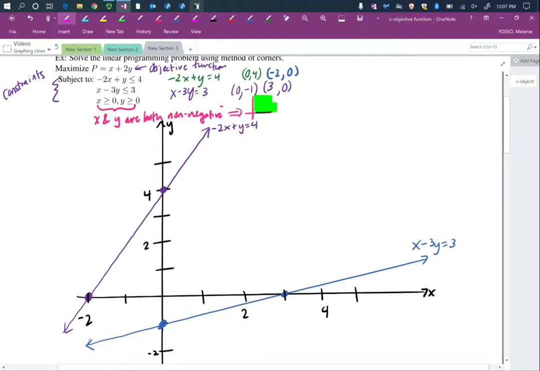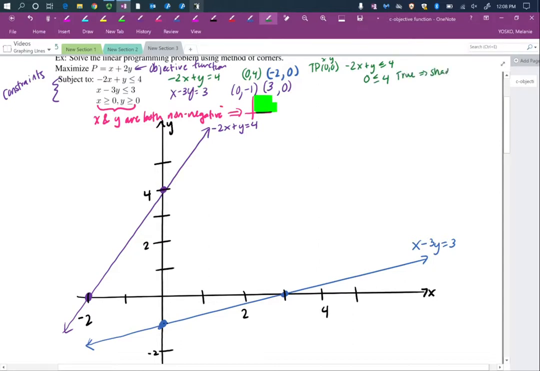A convenient test point would be the point (0, 0). I want to pick something easy to manipulate. (0, 0) is not on my line, so I'm allowed to use it. So I'm going to use the test point (0, 0) and plug into negative 2x plus y less than or equal to 4. When x is 0 and y is 0, the left-hand side is 0, so 0 is less than or equal to 4. That is a true statement.